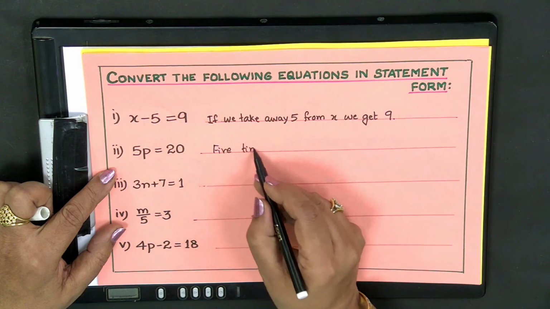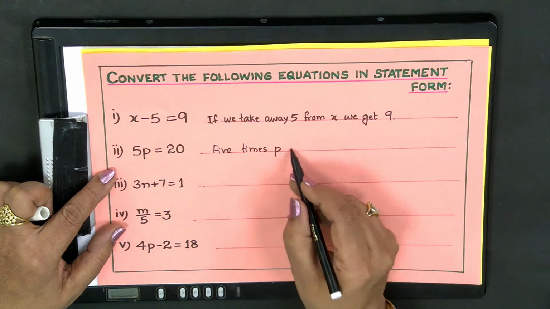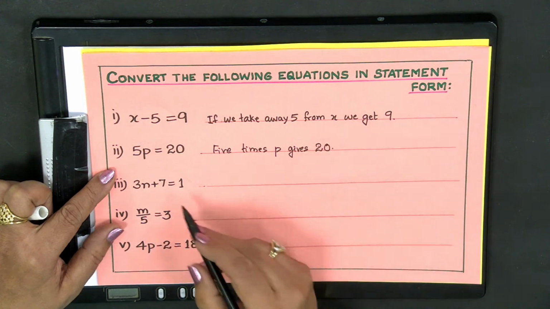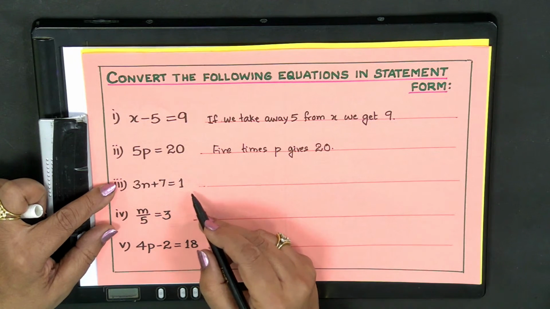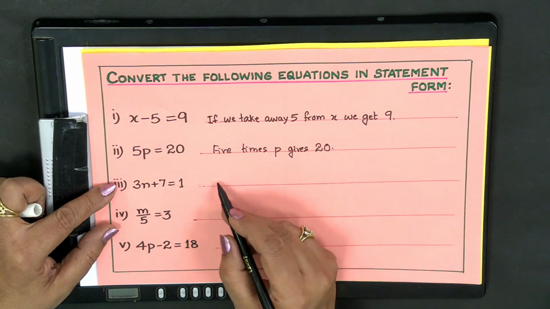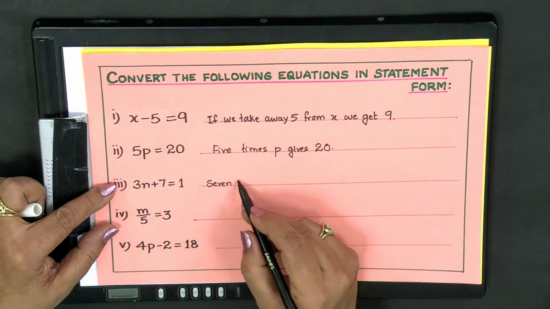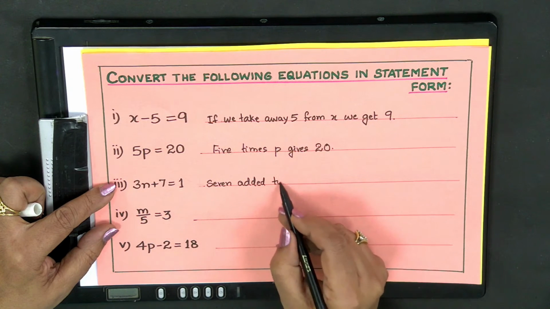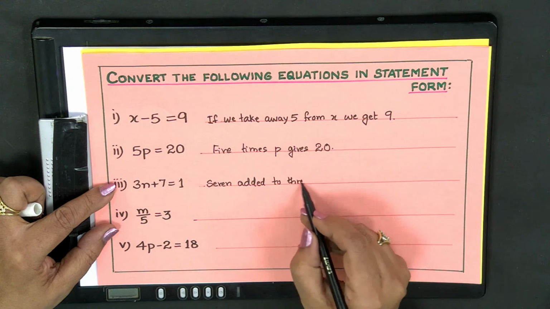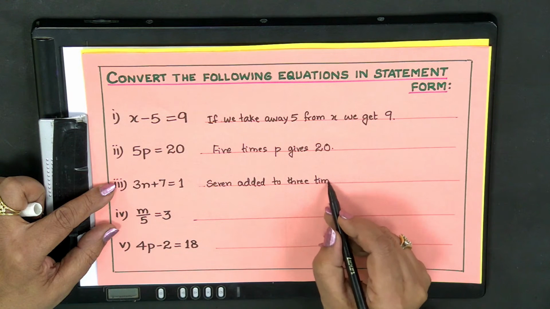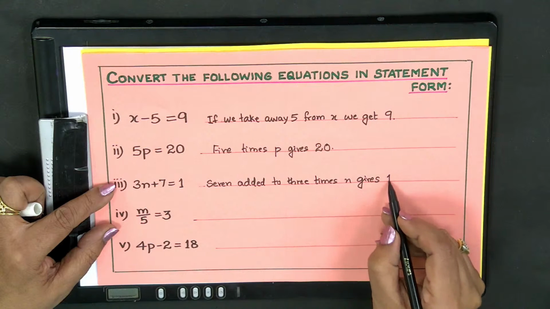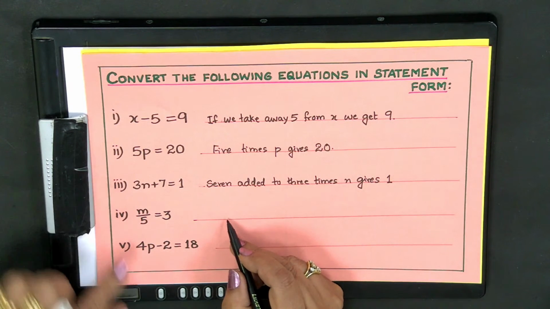5 times p gives 20. Good. Next is 3n plus 7 is equal to 1. So if 7 is added to 3 times n, that gives us 1. Wonderful. 7 added to 3 times n gives 1. That's beautiful. Yes, this one is easy.